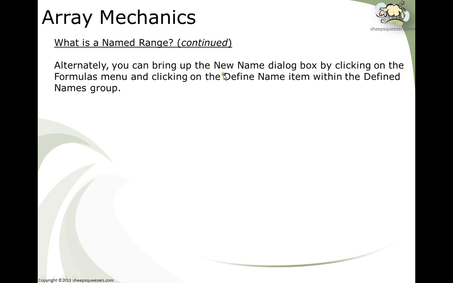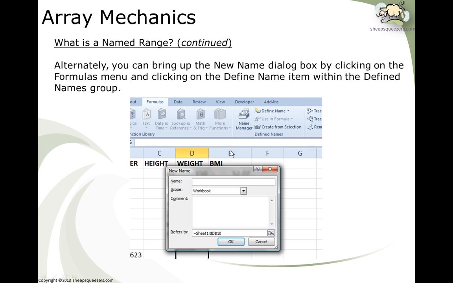Alternately, you can bring up the New Name dialog box by clicking on the Formulas menu and clicking the Define Name item within the Define Names group. So here's the Formulas menu, or tab. Here's the Define Names group right here. Here's the Define Name button, and here's the New Name dialog box, and you would enter in the name of the range, and you can delete what this is, and enter in the range of cells that you want to refer to the name.